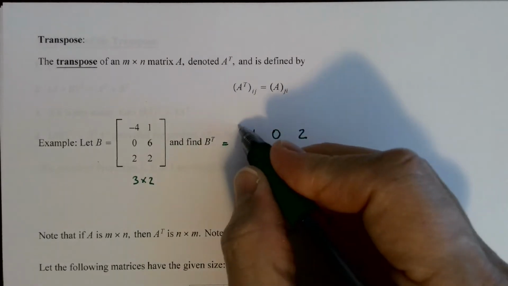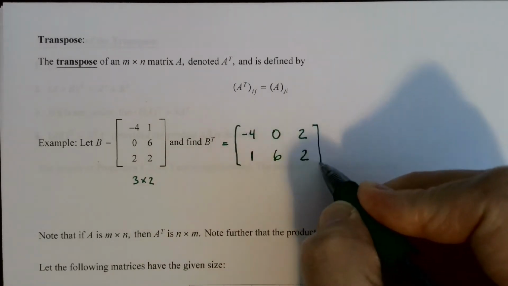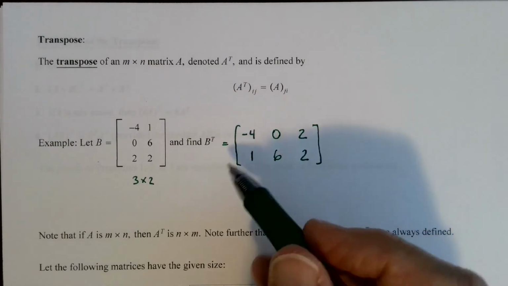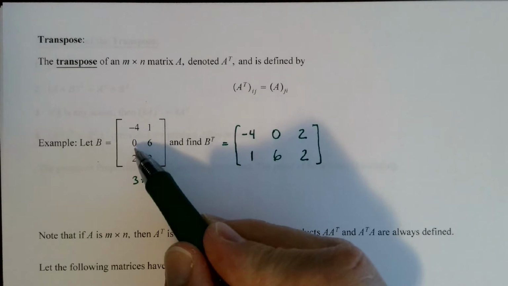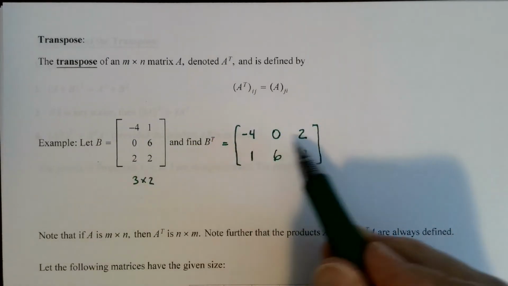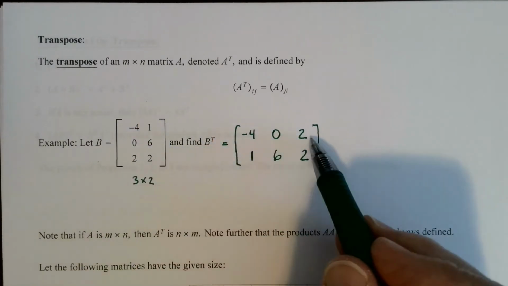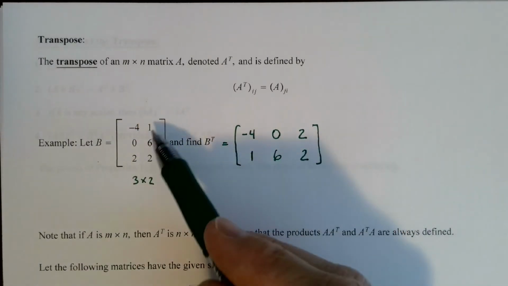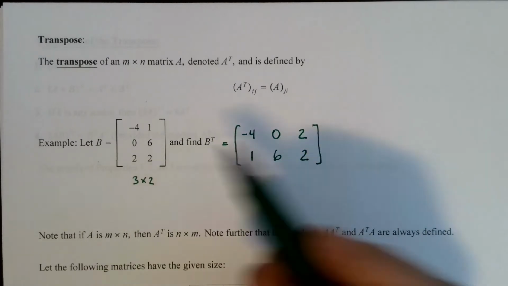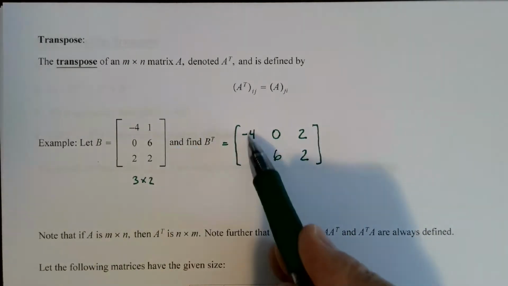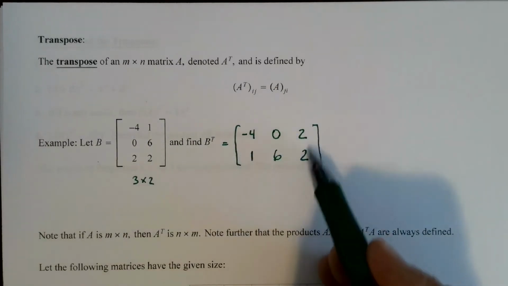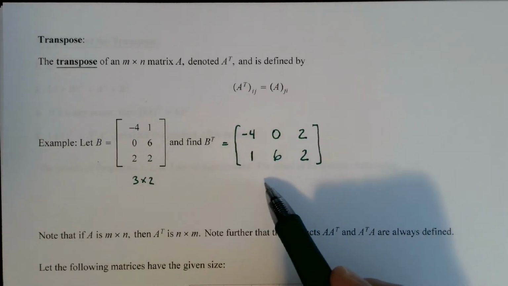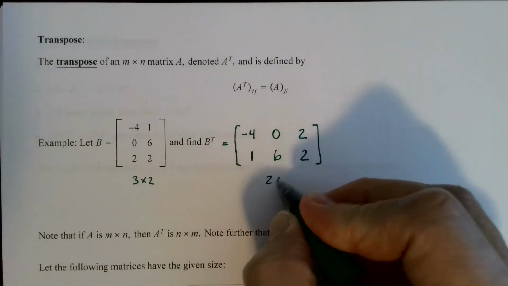Okay, so here is the matrix. Here's the easy way to think about this, instead of by entry: the first column of matrix B, -4, 0, 2, essentially becomes the first row. Do you see that? Column is swapped with row, and the second column becomes the second row. Or if you want to think about it, the first row becomes the first column, second row becomes the second column, third row becomes the third column. So you see how that works? That's the transpose.